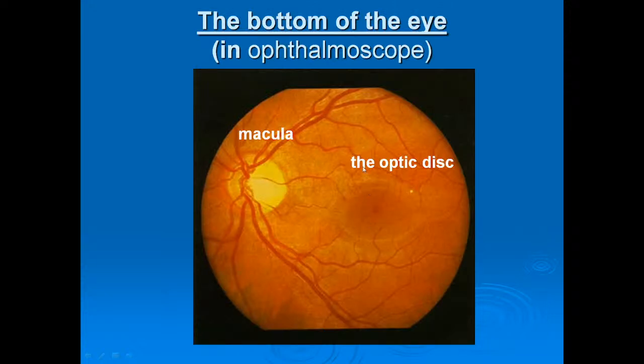Look, at this slide you can see the bottom of the eye in ophthalmoscope. This structure is the macula, and more laterally located the optic disc. This is the optic disc in ophthalmoscope.